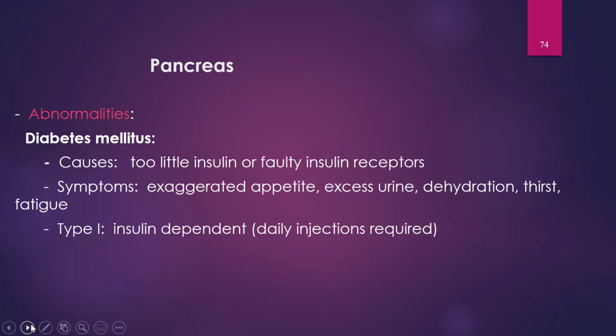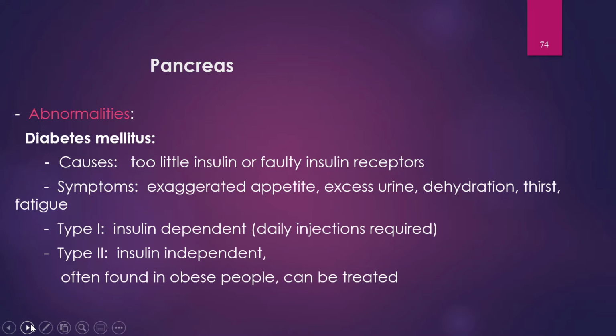Type 1 is insulin dependent. This is where pretty much no insulin is being produced anymore. It is an autoimmune disorder. And type 2 is often insulin resistant, and most of the time type 2 diabetes is diet related. Okay, and it is often found in obese people and could be corrected with diet.